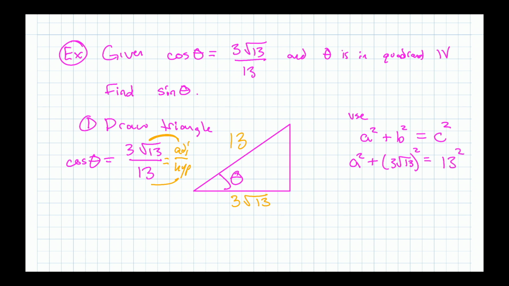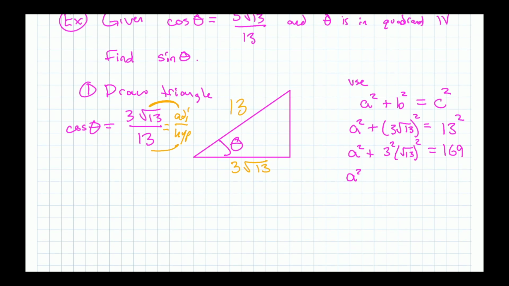So we get this. Work this out. So we have a squared plus, you have to square this. When you square 3 square root 13, remember that you're squaring both of these, right? The square is on both. And here, what's 13 squared? 169. So we have a squared plus 9 times 13 equals 169.